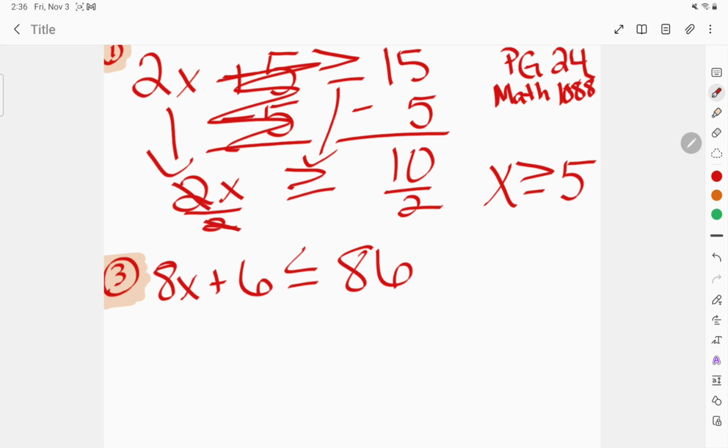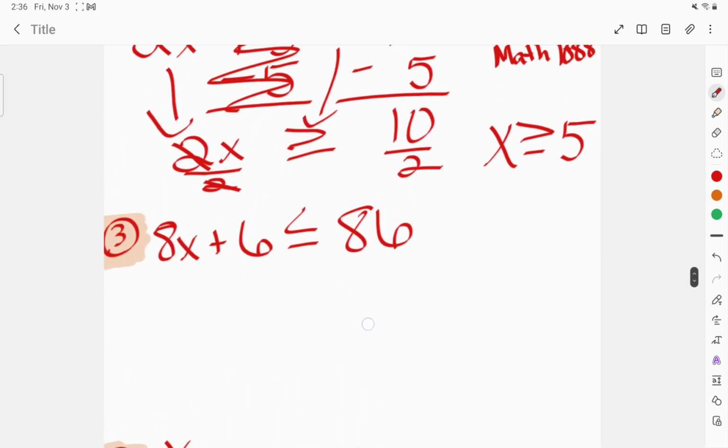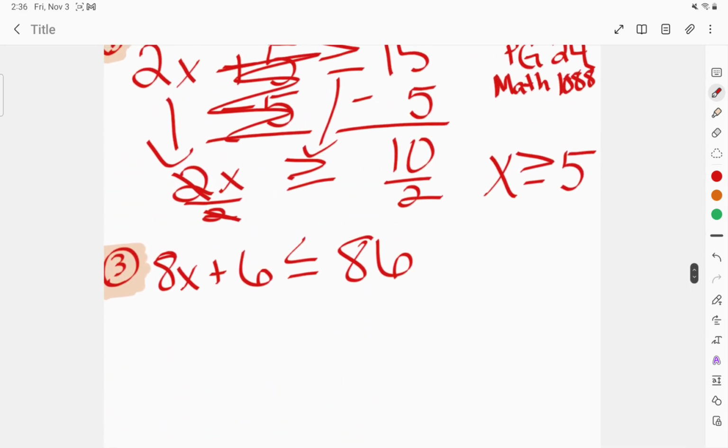All right, so as you're watching the videos, you should be writing down the step-by-step process along with me, because I am doing the odd problems. But if you do not write down the step-by-step process of how to solve these, you're not going to know how to do the even ones on your own.